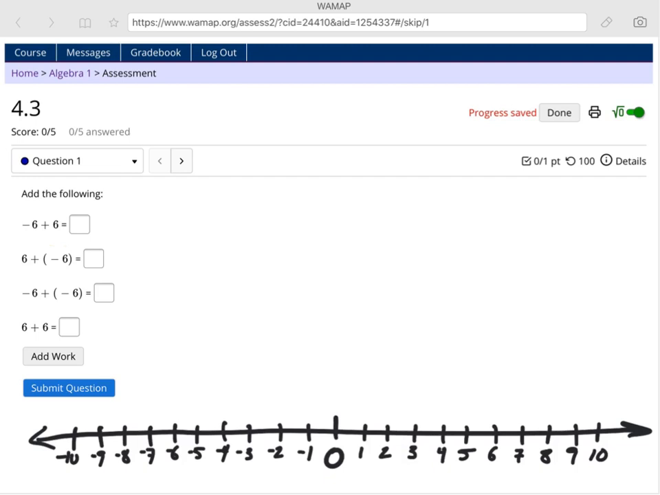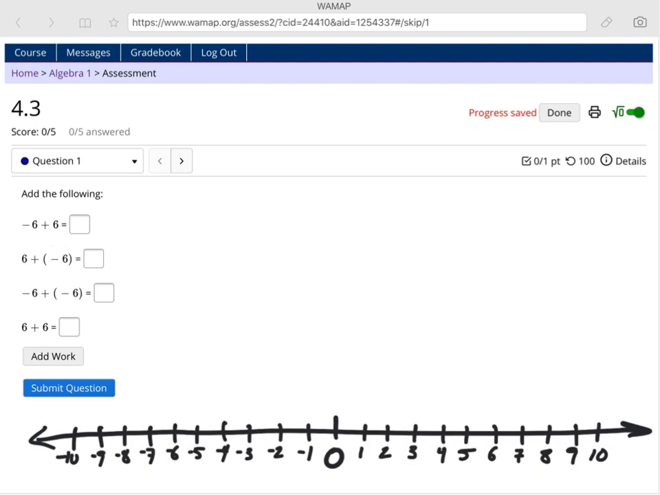Right, next one, we have negative 6 plus negative 6. And if we're going to do negative 6 plus negative 6, that means I need to start down at negative 6. So remember, that first number is always where we start. And then it's plus negative 6, which means go down 6 from there. And so I'm going to count 6 over to the left.